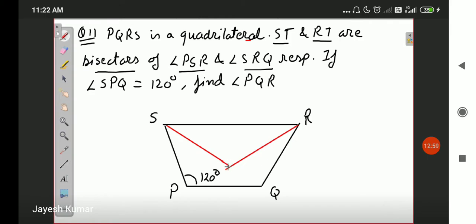This here is point T such that this angle is 30 degree and this angle SRT is 35 degree. Okay students, I hope you already know what an angle bisector is. If you don't, please write down this definition.